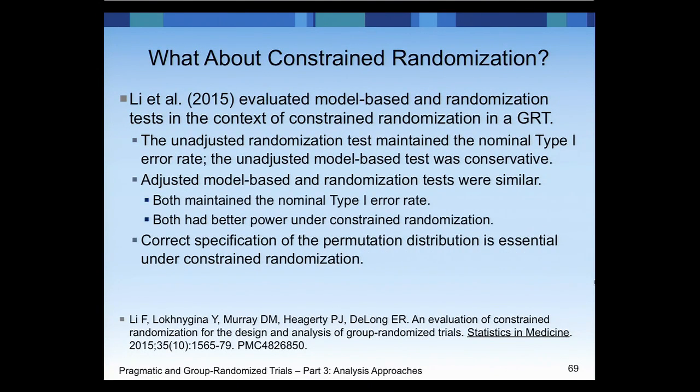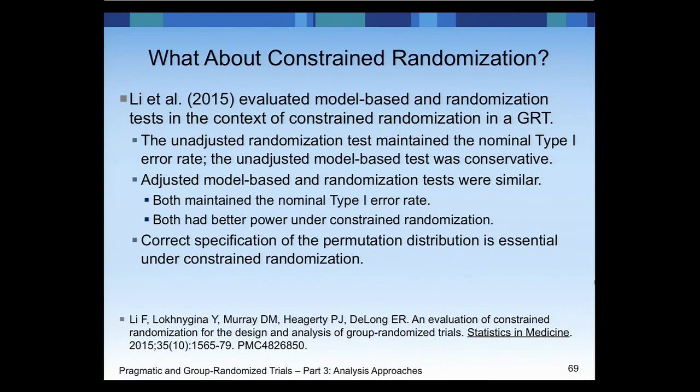What about constrained randomization? How does this impact the analysis? We talked about it in part 2 in terms of design implications. Now let's talk about it in terms of analysis implications. Lee et al. published a paper in 2015 that evaluated model-based and randomization-based tests in the context of constrained randomization in group randomized trials. The unadjusted version of the randomization test maintained the nominal type 1 error rate. The unadjusted model-based test, as it turned out, was somewhat conservative.